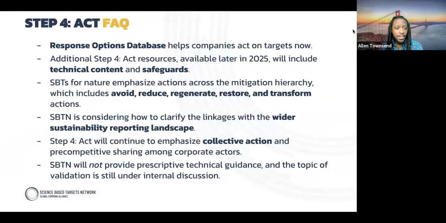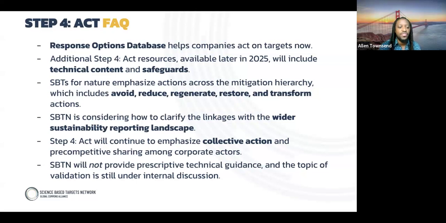Next slide, please. We also receive quite a bit of questions about Step 4, Act. SBTN recently, and this is beyond just the freshwater piece, this is for all the realms for SBTN, has released a FAQ to try and answer some questions that we receive about Step 4. And so the response option database is already available. That's been available since the original release, and that helps companies to have a sense of the types of actions that they can take now to meet their targets. Additional resources will be available later in 2025 on Step 4, and this will include technical content and safeguards.